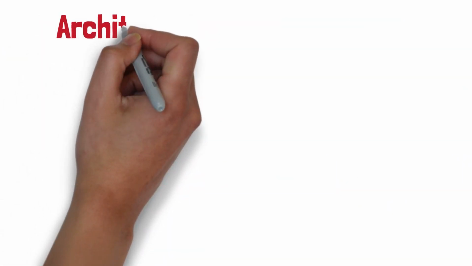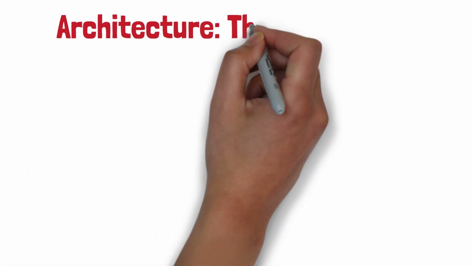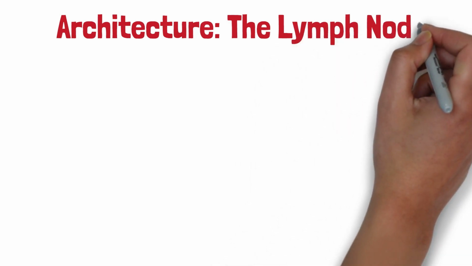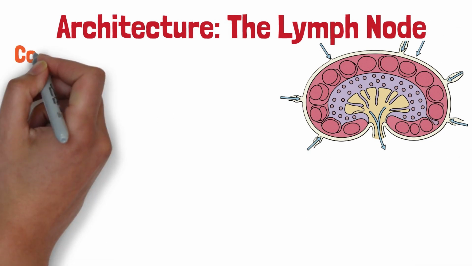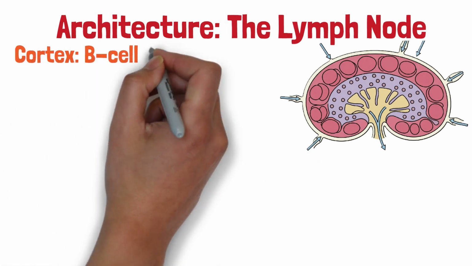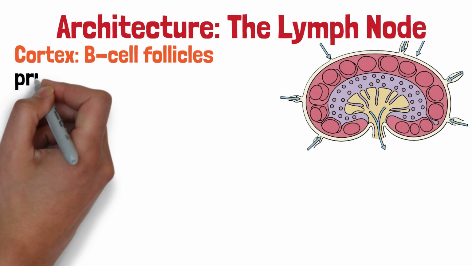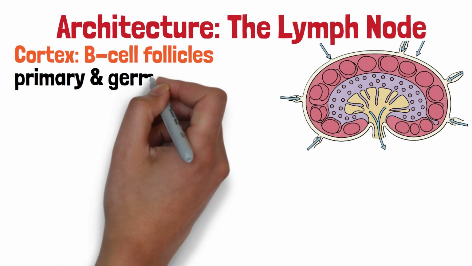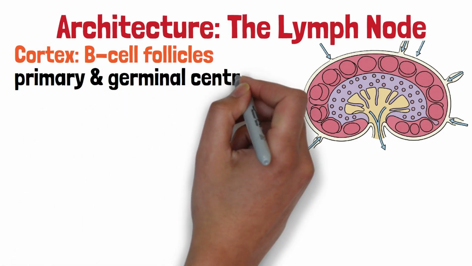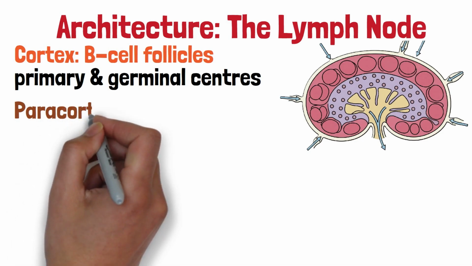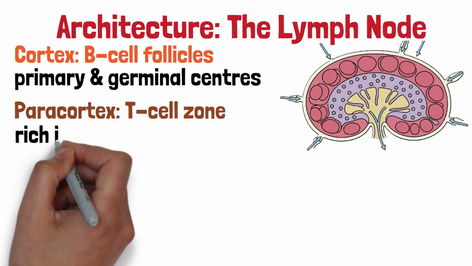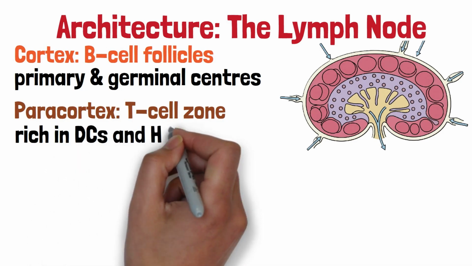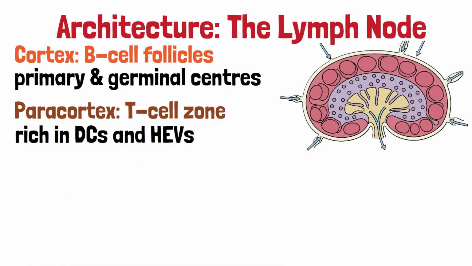Now that we've covered how cells get to the node, let's look at what they find once they arrive. The lymph node has three main zones. The outer cortex holds the B-cell follicles, both primary follicles and, once activated, germinal centers. Move deeper and you hit the paracortex, which is the T-cell zone. This is where you'll find most of the dendritic cells and the high endothelial venules we just talked about.